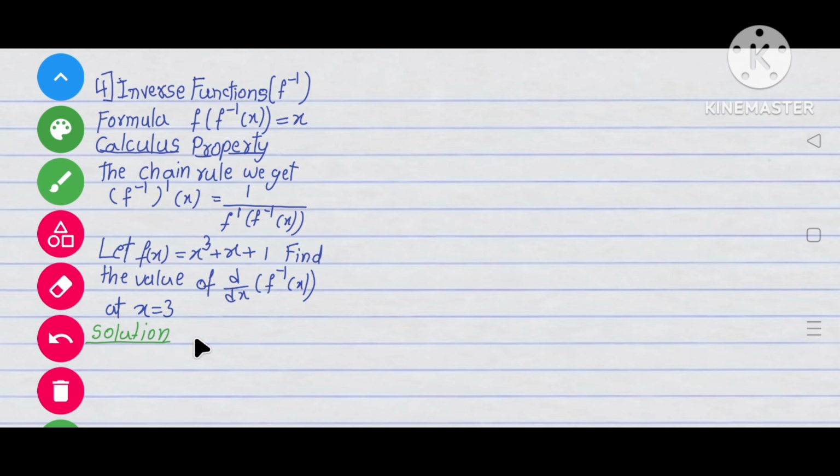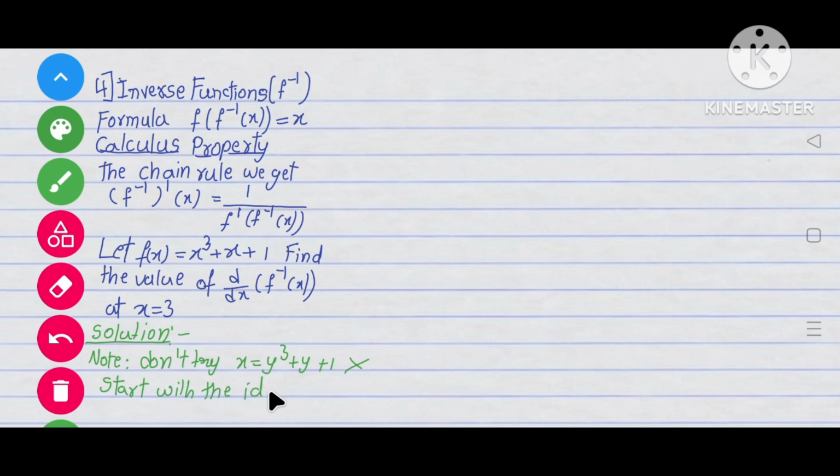So many students make the mistake of writing y is equal to x cube plus x plus 1 instead of x is equal to y cube plus y plus 1. It is a wrong way. It is useful to find the inverse in quadratic polynomials only.